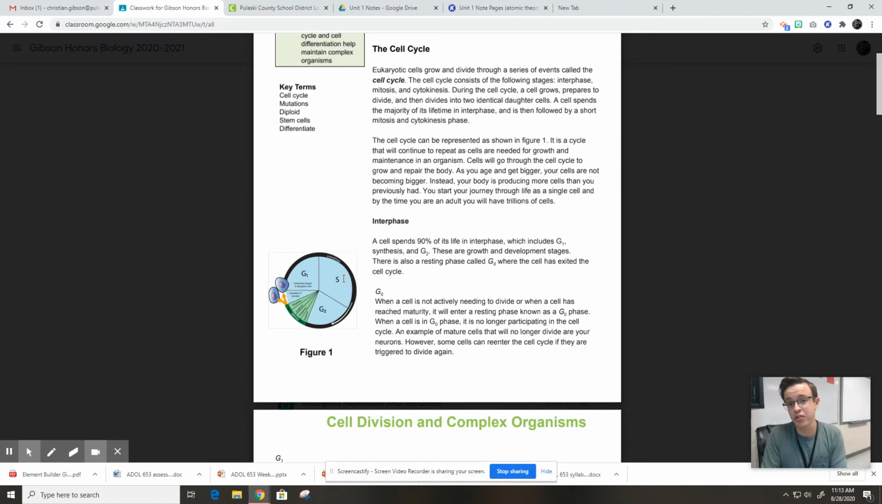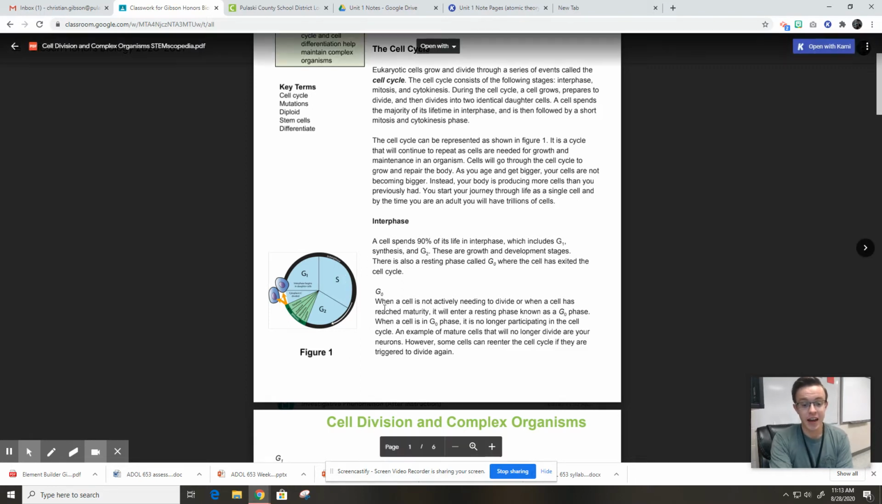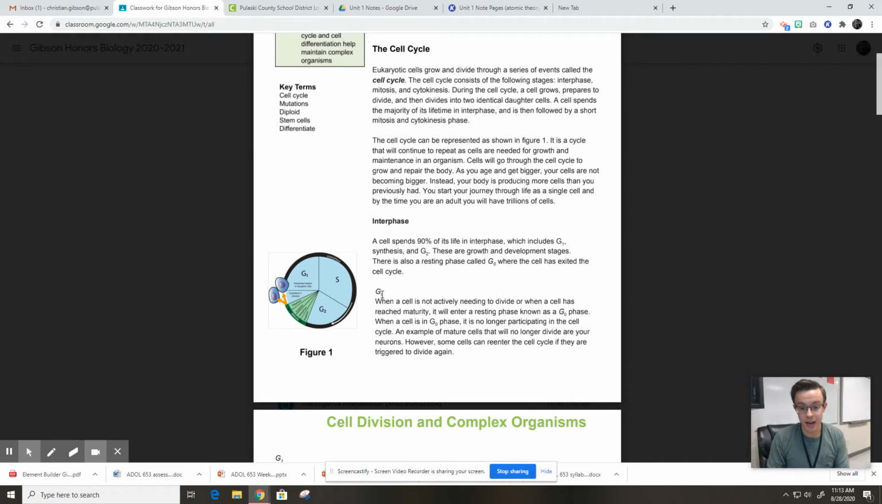Okay, so G1, the cell grows up and does its job. S is where the DNA replicates. G2 is where the cell is really preparing for mitosis. Now, there is an exception called G0. Some cells do not need to divide. So some cells like mature cardiac muscle cells and mature neurons enter what's called G0 phase. They go to G1 and then G0, so they don't go through S or G2 ever again.